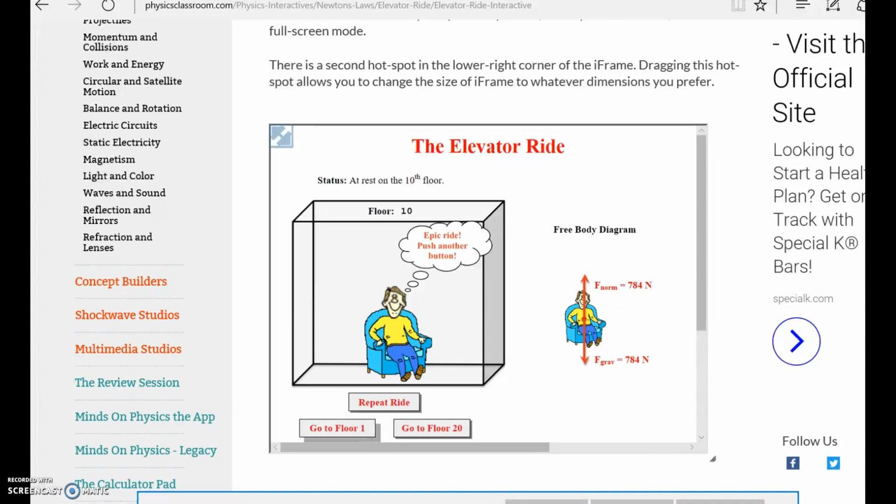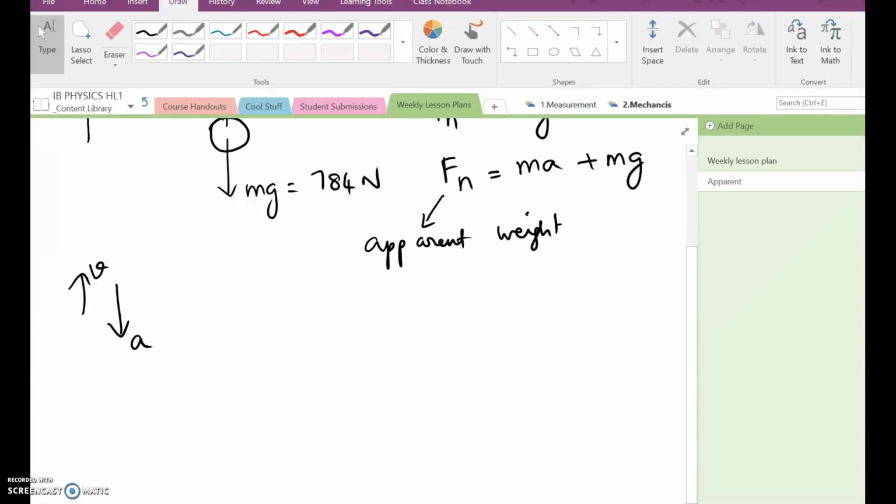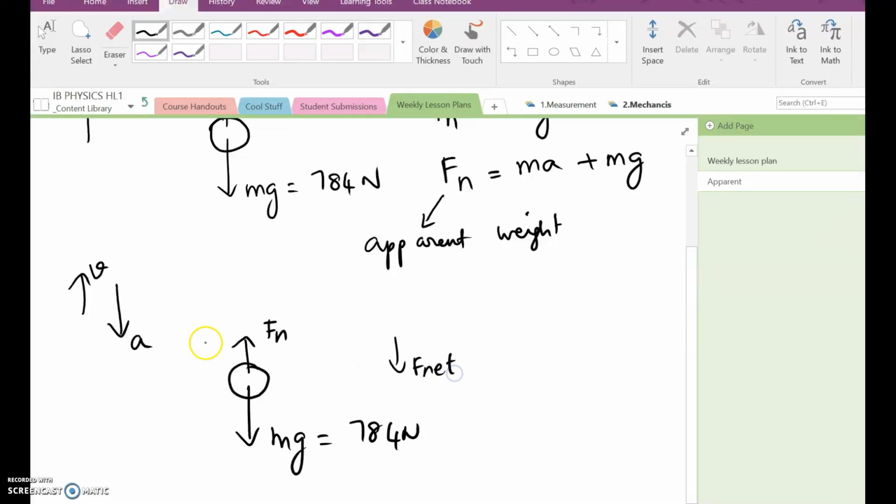And then when he comes to the 10th floor, he has to stop. And in order to stop, if you're moving upward and you want to stop, you have to apply an acceleration downward. So what happens when he tries to accelerate downwards? So his mg is still 784 newtons. However, the normal force must now be smaller than your mg, such that there is a net force in the downward direction, which causes the acceleration a in the downward direction.